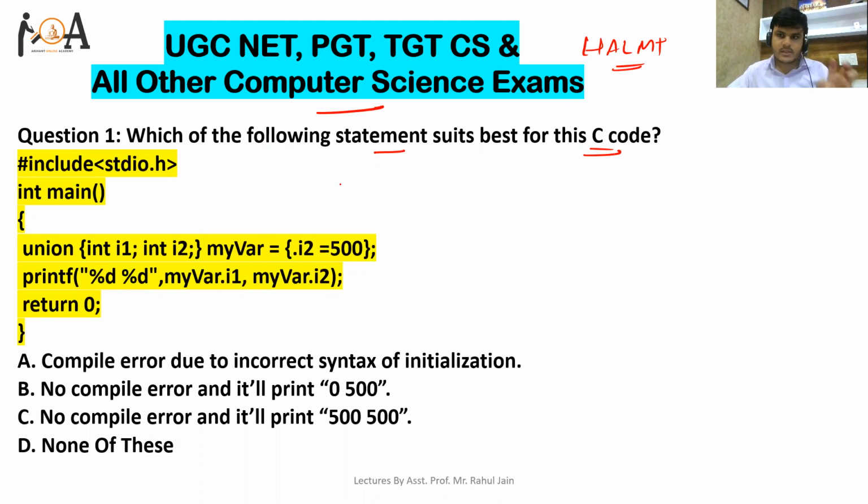The C code is given to us, and this is the following C code you can see here. Which of the following options should be correct? The question: #include <stdio.h>, int main, a union with integer I1 and integer I2 is declared, and my variable dot I2 equals 15500 is assigned like that, and printf of my variable dot I1 and my variable dot I2. So what would be the correct output of this program?